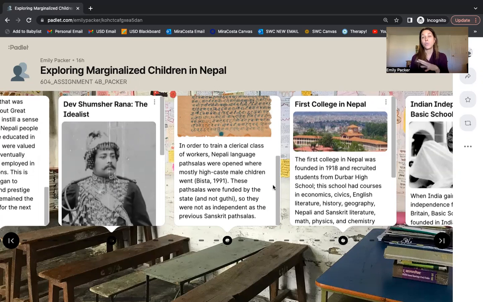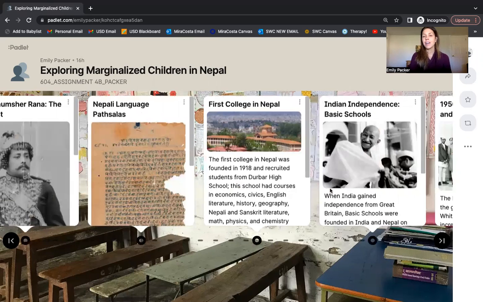These patsalas were funded by the state, not just Guthi, which is, as we talked about, more gifts and donations. These were funded by the state, so they were not as independent as the previous Sanskrit patsalas. I have to imagine that is because these schools were breeding grounds for clerical workers to then support government workers. So the government needed some oversight over who was being educated and how they were being educated, to best support those in leadership.